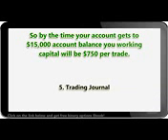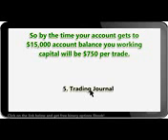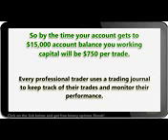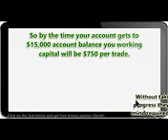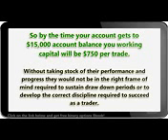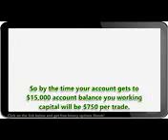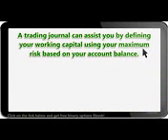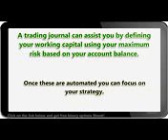5. Trading journal. Every professional trader uses a trading journal to keep track of their trades and monitor their performance. Without taking stock of their performance and progress, they would not be in the right frame of mind required to sustain drawdown periods or to develop the correct discipline required to succeed as a trader. A trading journal can assist you by defining your working capital using your maximum risk based on your account balance. Once these are automated, you can focus on your strategy.